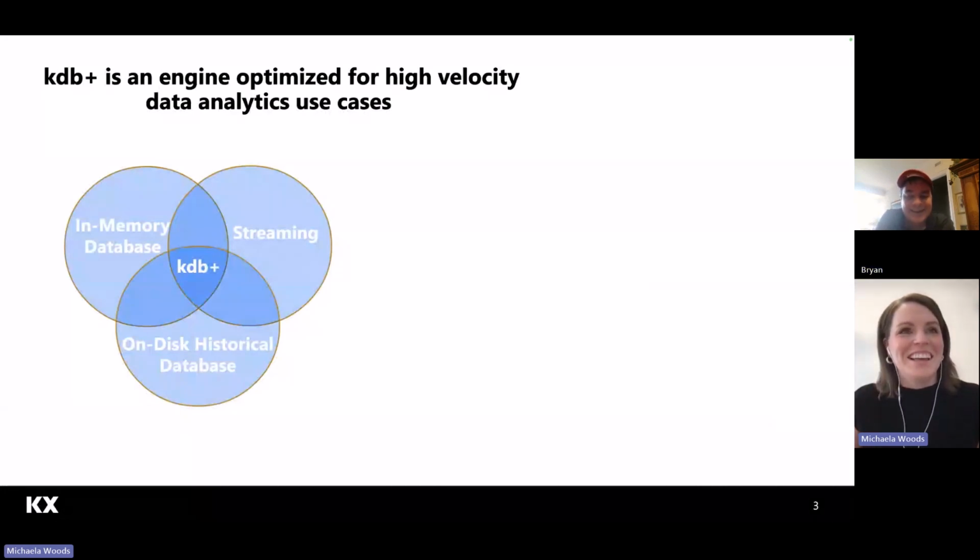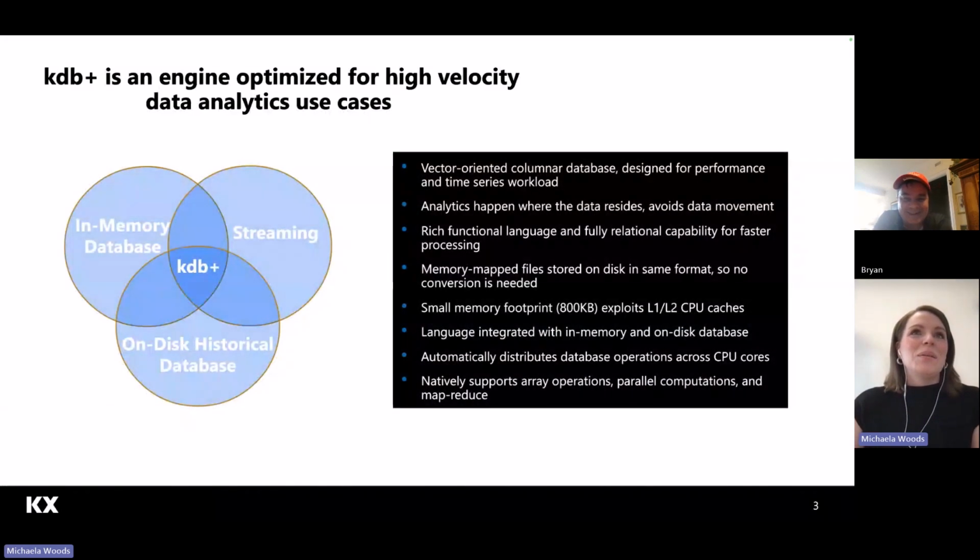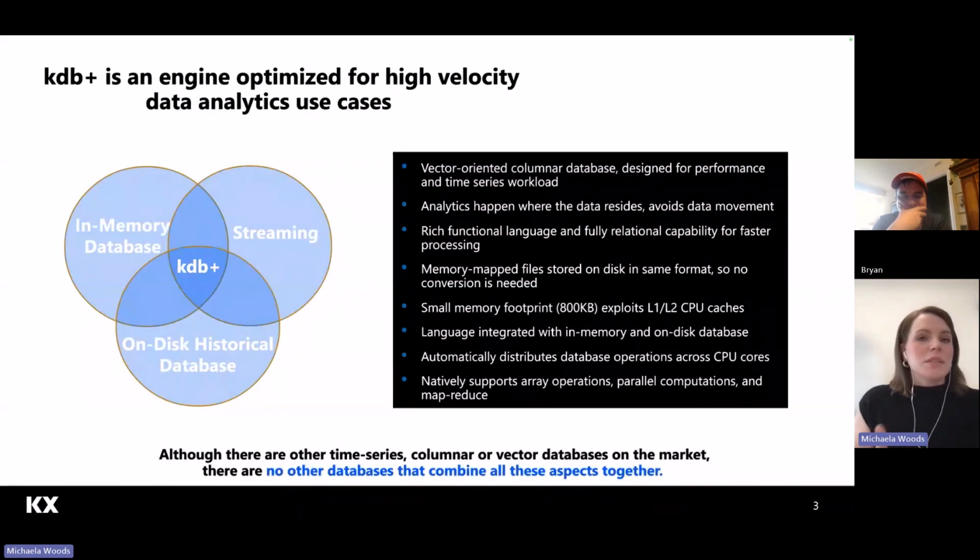I'll be honest. So KDB is an engine optimized for high velocity data analytics use cases. It allows different types of data under one language. You can have your streaming data, you can have real-time memory, and you can have on-disk data. There are other time series databases and columnar databases out there, or vector databases, but no other one really combines all three in one.